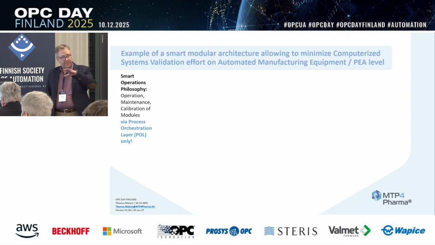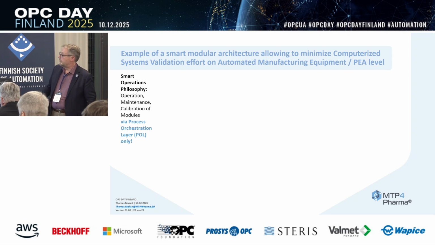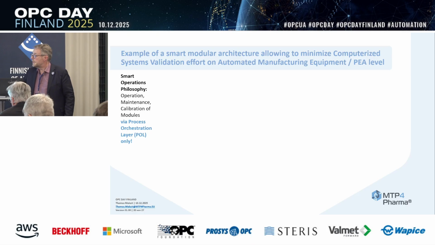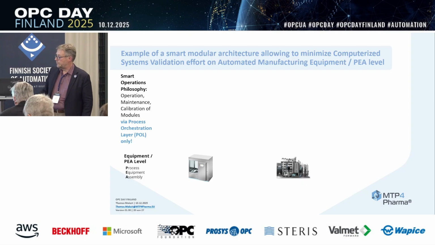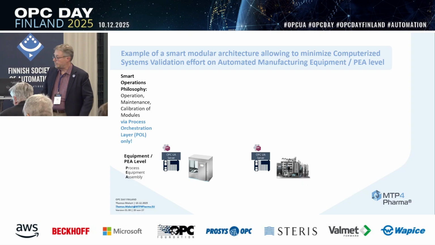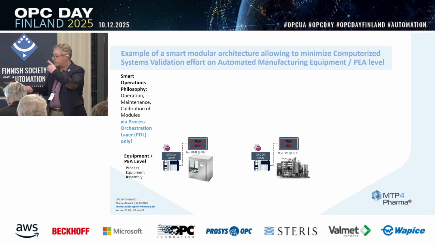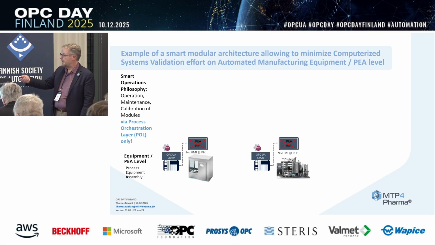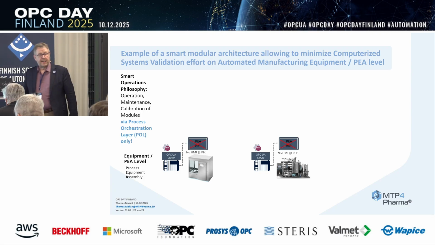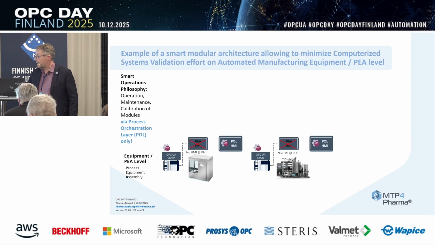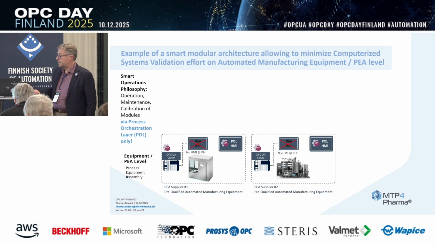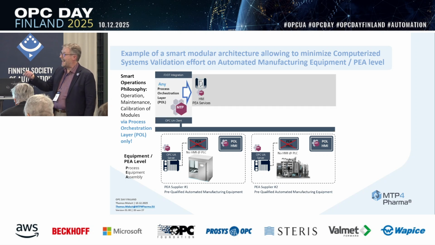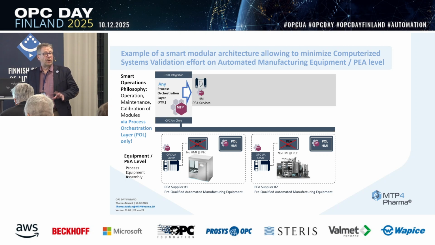And this is now step by step how you can approach a whole plant. You define you want a smart operations philosophy. You say operation, maintenance, calibration of modules is via the process orchestration layer only. You go to your equipment vendors, tell them I want a PLC, OPC server with MTP standard based automation. I don't want a PEA HMI connected to the PLC. I want it driven via the POL HMI. I get this order, this pre-qualified, and then I can use any POL to do the FAT or on-site to integrate my equipment.